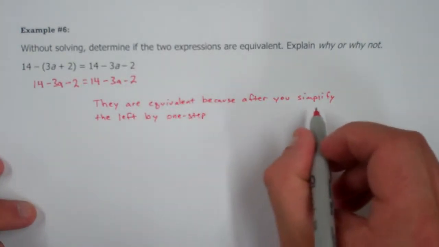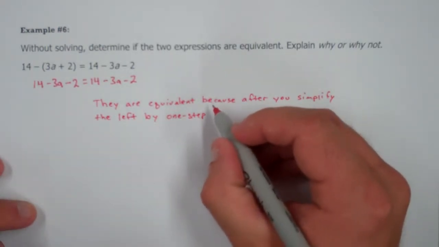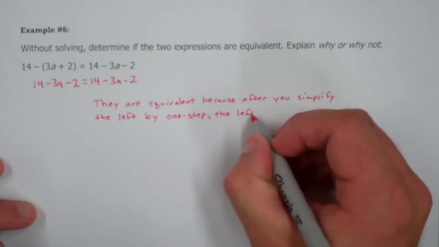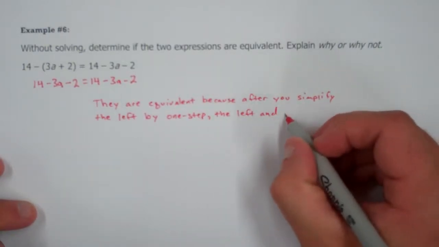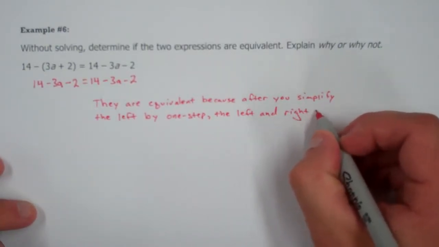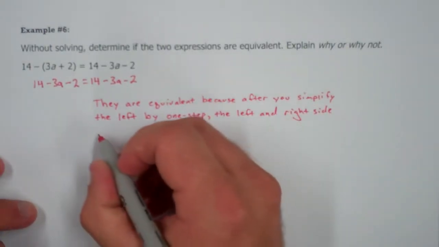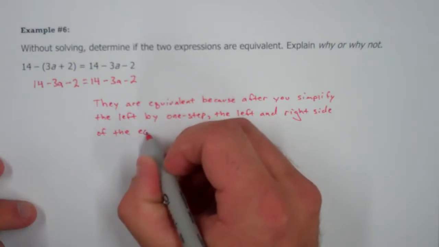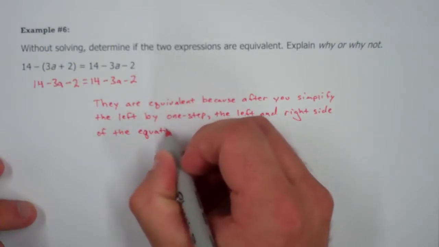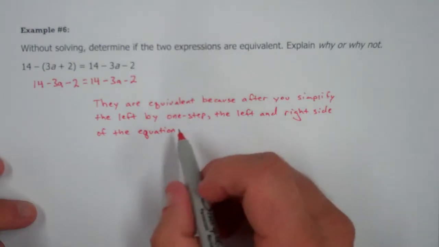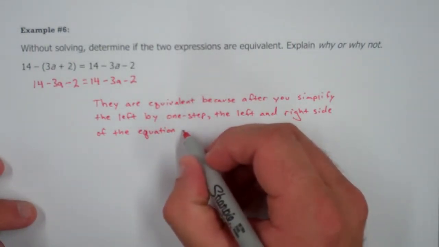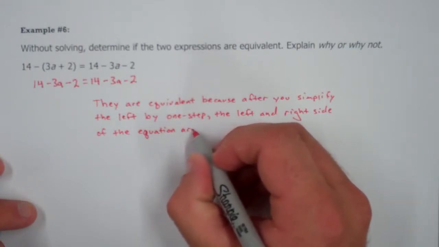Okay, they are equivalent because after you simplify the left by one step, the left and right side of the equation, those are equal. So the left and right side of the equation, those are equal.